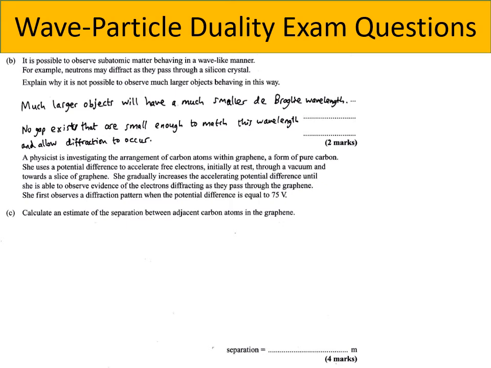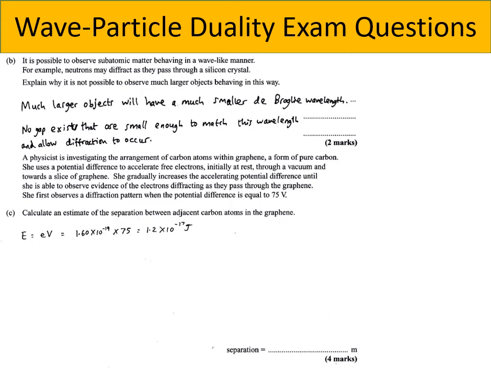On to part C. A physicist is investigating the arrangement of carbon atoms within graphene, which is a form of pure carbon. She uses a potential difference to accelerate free electrons that are initially at rest through a vacuum and towards a slice of graphene. She gradually increases the accelerating potential difference until she is able to observe evidence of the electrons diffracting as they pass through the graphene. She first observes the diffraction pattern when the potential difference is equal to 75 volts. Calculate an estimate of the separation between the adjacent carbon atoms in the graphene.